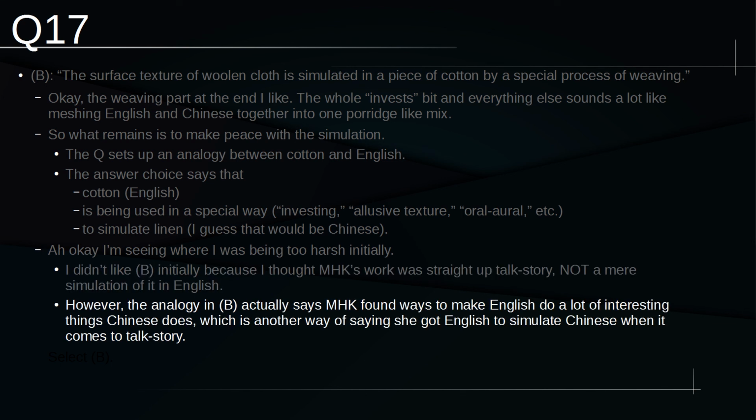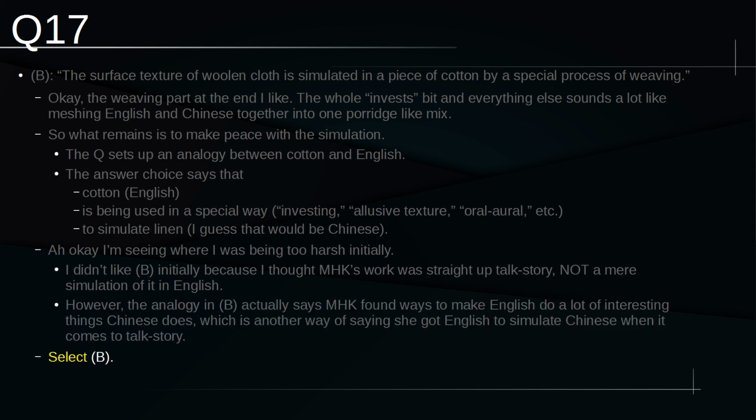However, the analogy in B actually says that MHK found ways to make English do a lot of interesting things that Chinese does, which is, again, another way of saying that she got English to simulate Chinese when it comes to talk story. So my view of answer choice B was that it was wrong initially because I thought they were saying that MHK's work only simulates talk story, whereas I believe that MHK actually wrote real talk story, and so that's why I didn't like simulated. But upon closer inspection, the simulation is not between MHK's work and talk story. The simulation is between English and Chinese, and that is acceptable to me. And so as a result, I think we can select B here.